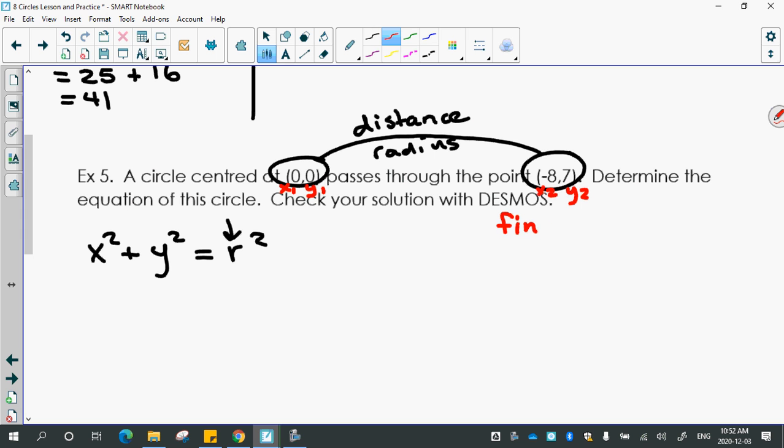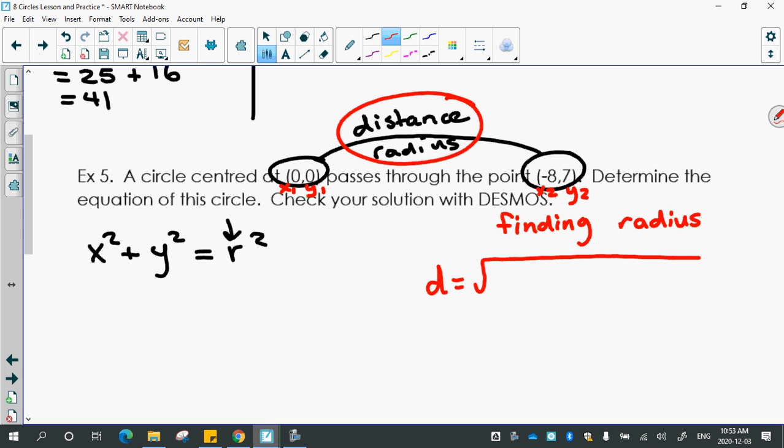So over here, I'm going to put finding radius. And remember, the distance is the radius. So instead of writing d equals, if I want to, I could write r equals. Doesn't matter as long as I know that distance I'm finding is the radius. Okay? So then I'm back to using my distance between 2 points formula from this morning. And calculating that out, and that's going to give me my radius.